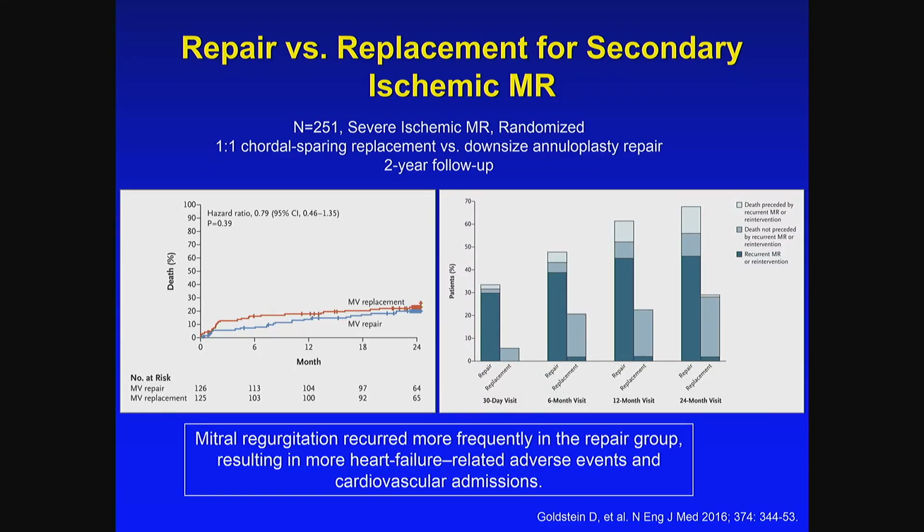However, mitral regurgitation recurred more frequently in the repair group, resulting in more heart failure-related adverse events and cardiovascular admissions. That's illustrated in this bar graph, where repair is on the left and replacement is on the right, and recurrent MR is in the dark green. You see it's dramatically greater in the repair than replacement group. Rates of death not preceded by recurrent MR are numerically higher in the replacement group compared to repair. And then the death preceded by recurrent MR or reintervention appears to be a little bit higher in the repair group.